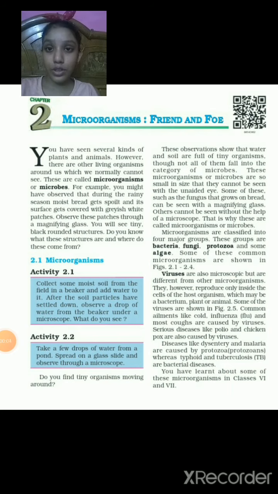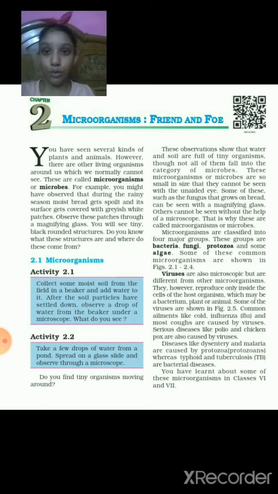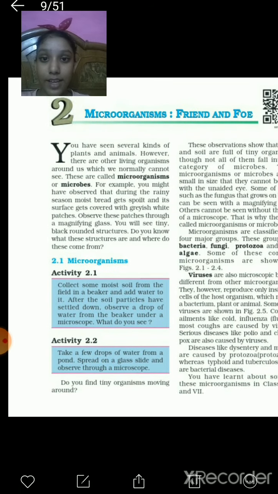So in today's video we are gonna do the reading of class 8th chapter number 2, Microorganisms: Friend and Foe. So let's start with the reading. So let's zoom up our page and start.